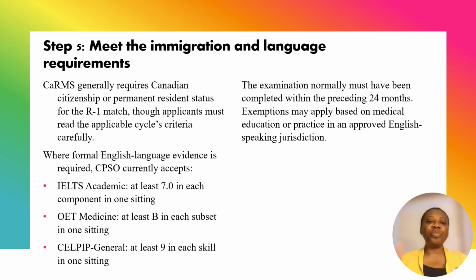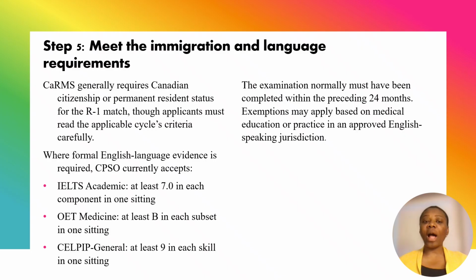Step 5, you meet the immigration and language requirement. This is another part that a lot of people ask questions about, but you must meet this requirement. CaRMS generally requires Canadian citizenship or permanent resident status for you to do what? All those, they will say, okay, R1 match, I matched, I didn't match. You must have your Canadian residency. You must either have Canadian citizenship or be a permanent resident.